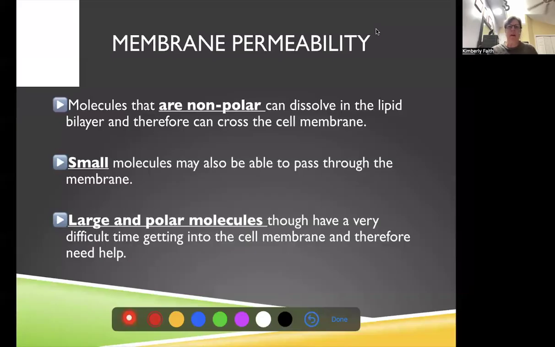So, membrane permeability. Molecules that are nonpolar can dissolve in the lipid bilayer and therefore can cross the cell membrane. Small molecules are also able to just kind of zip through there. Large or polar molecules have a very difficult time getting through the cell membrane. Therefore, they're going to need help. And that help is generally with the protein facilitating that transport into and out of the cell.